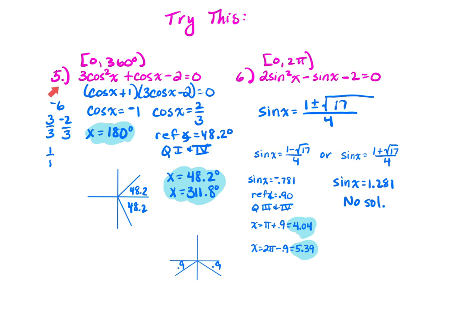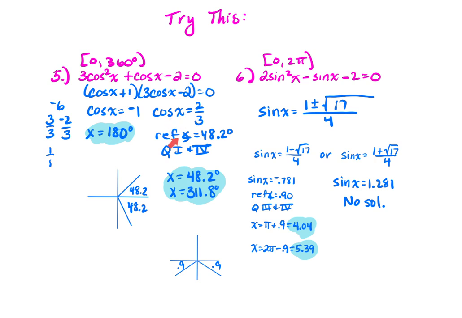So in problem number 5, this was factorable. Factors like this, I set each of my factors equal to 0. I know where cosine of x is -1 on my unit circle. That happens at 180 degrees. But I do not know where cosine of x is 2/3, although I do know that it happens because cosine is always between -1 and +1.